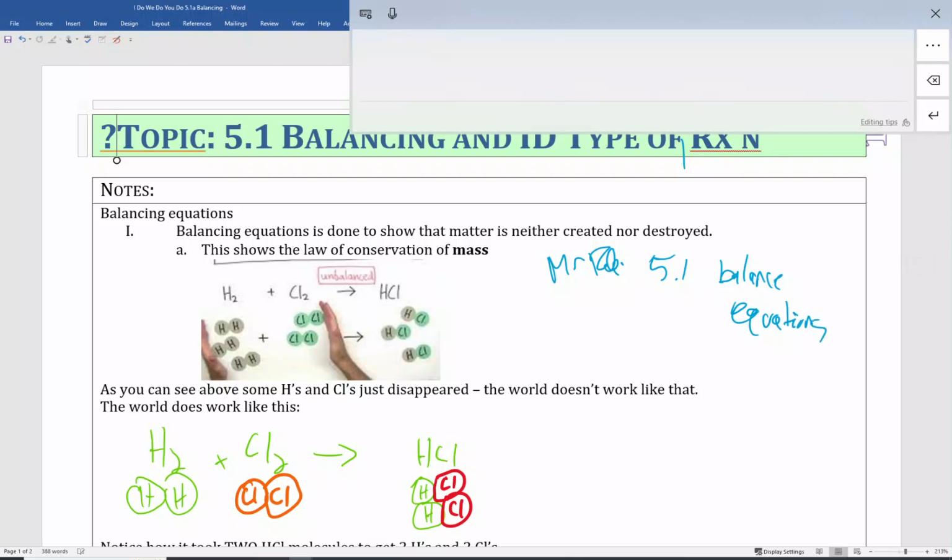Alright, so balancing equations. Balancing equations is done to show that matter is neither created nor destroyed. This shows the law of conservation of mass. Okay? That means that particles can't be created nor destroyed.